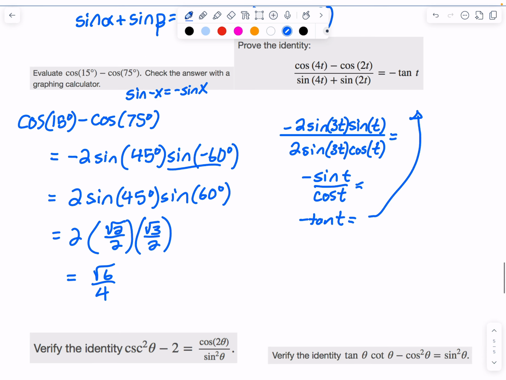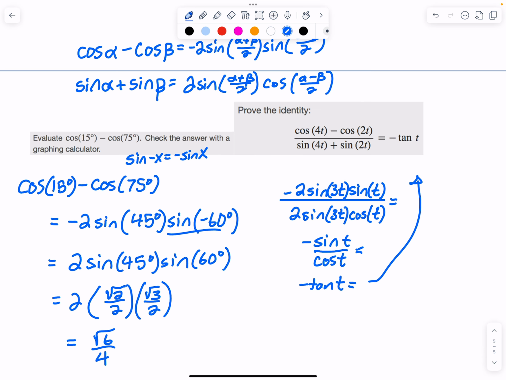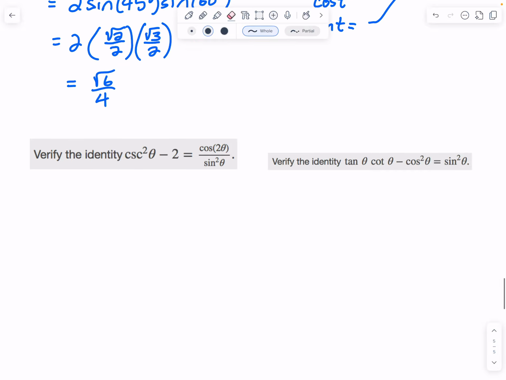All right, not bad. It's just that a lot of these identities that come from these formulas, once you plug it into the formula, things just kind of cancel and work out for us. All right, let's do another.